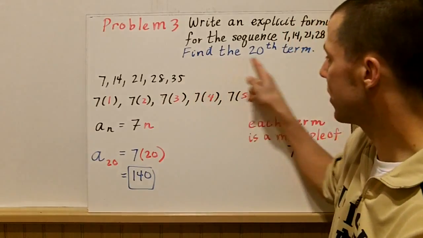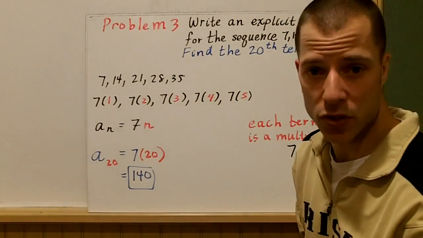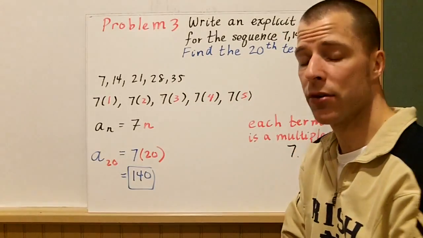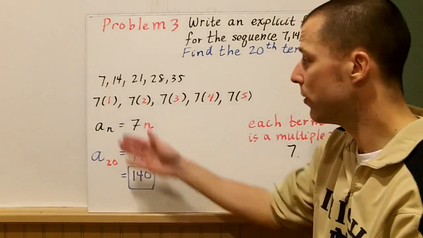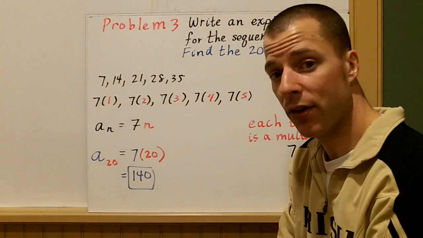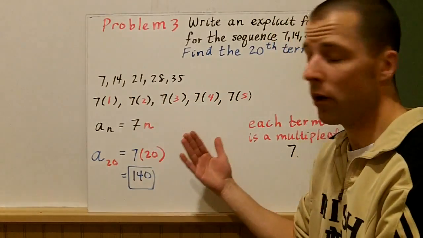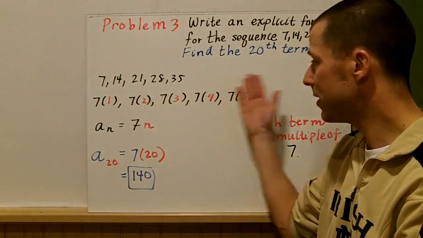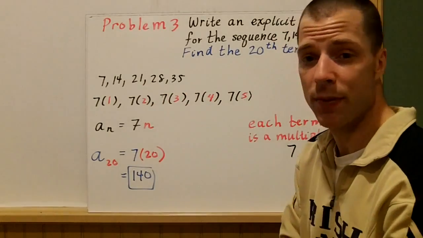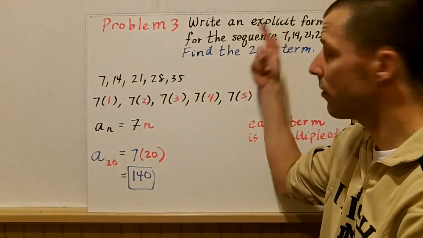The second part of this I wrote in blue. They want to know the 20th term. Now a recursive formula would be very difficult. We would have to know the 19th term in order to get the 20th. That would be very tedious to write all out. So sometimes it's better to use that explicit formula, and that's why we wrote it here.